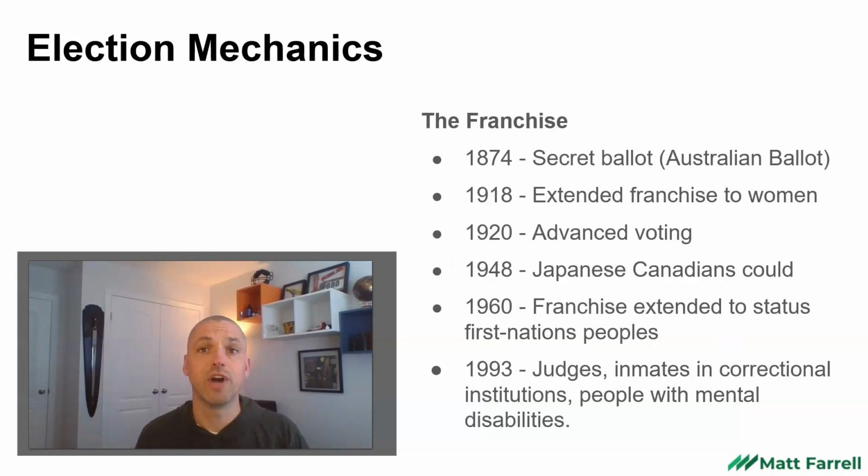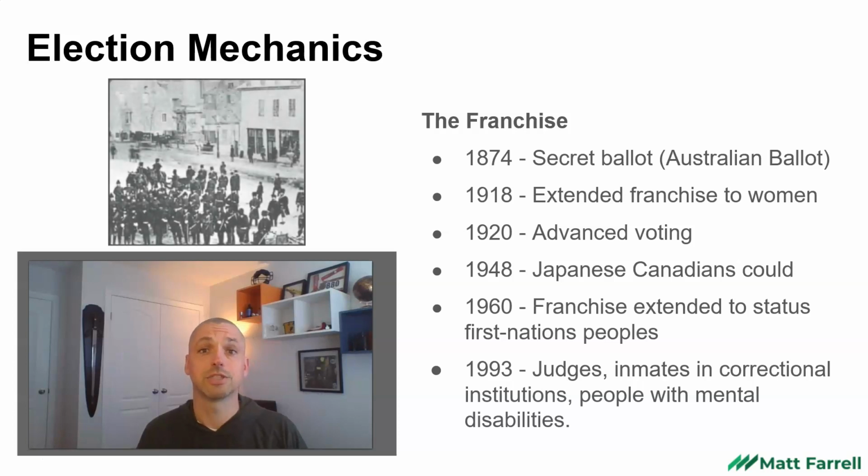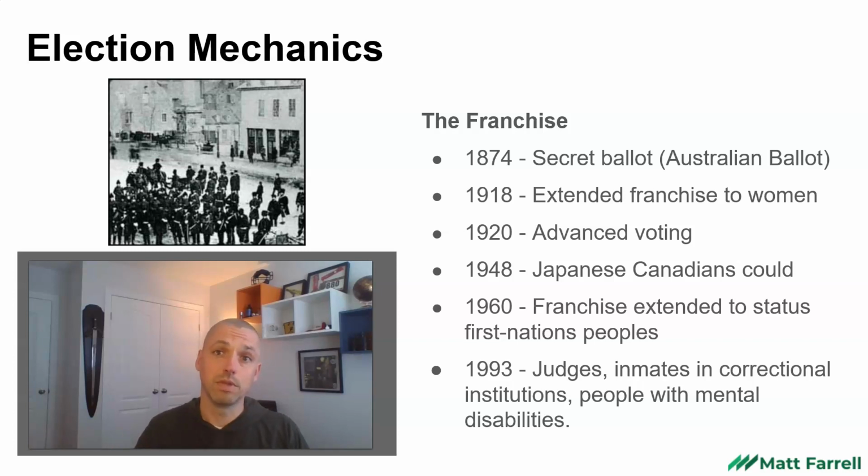Another aspect is the franchise. Who can vote? Who gets to vote at election time? Well, in Canada, the franchise has always been changing and evolving. For one, prior to 1874, we did not have a secret ballot. They call that the Australian ballot. We didn't get the Australian ballot until a couple elections in. Before that, you had to show up to the voting place and give your vote verbally.